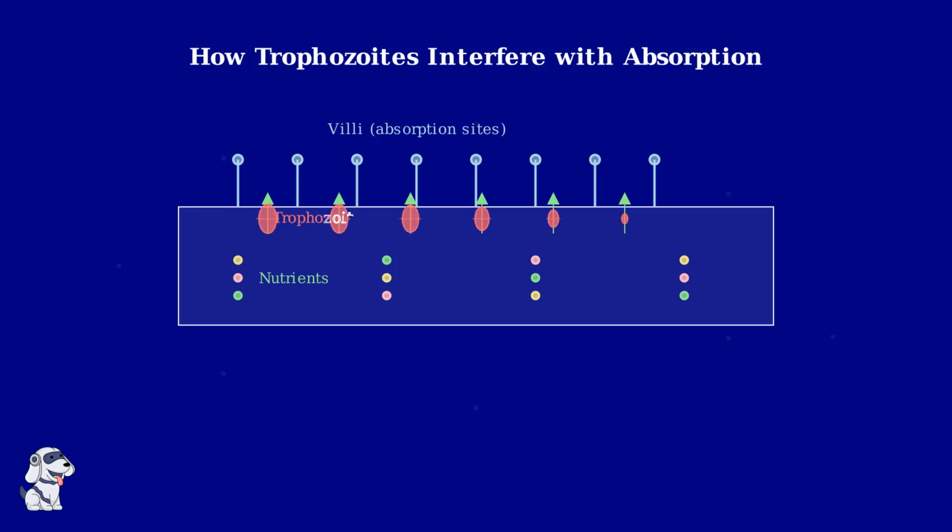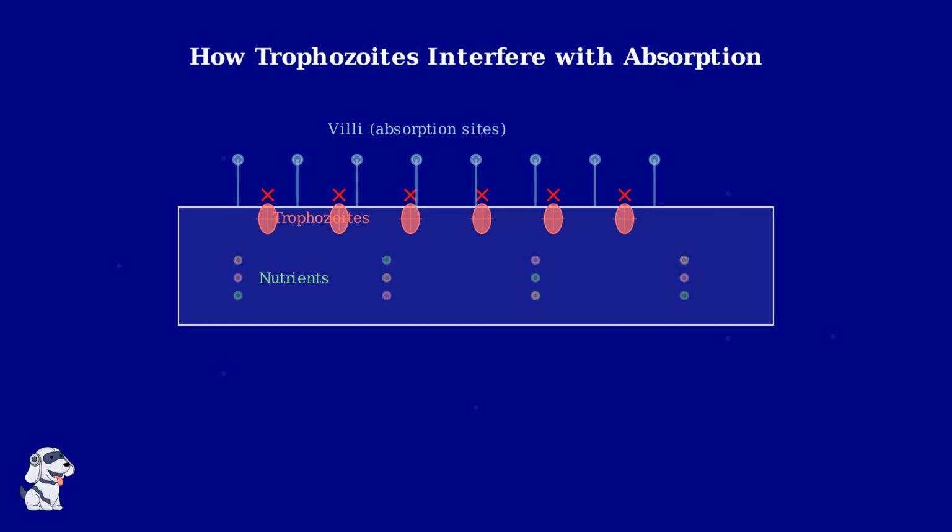But when Giardia trophozoites are present, they attach directly to these villi. The parasites use specialized structures to stick firmly to the intestinal wall, right where absorption is supposed to happen. This attachment creates a major problem. The trophozoites physically block the villi from doing their job. They interfere with the normal absorption process, preventing nutrients from entering your bloodstream effectively.